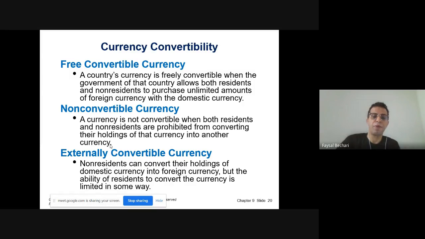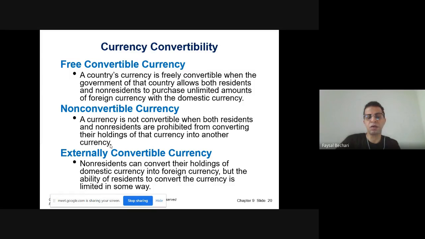You can do that. A non-convertible currency is a currency where both residents and non-residents are prohibited from converting their holding of the currency into another. There are not many countries like this now, but in the old Soviet Union bloc, when we were traveling there, we were not allowed to convert currency. We were allowed to have a certain amount, and we used that amount. There is a black market, which you can use, but it's illegal.